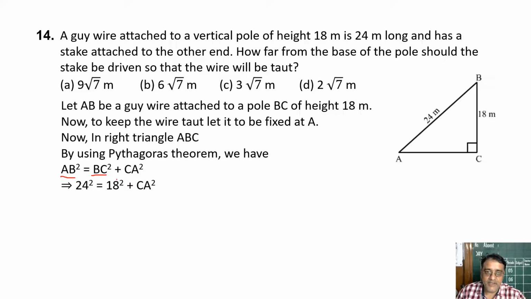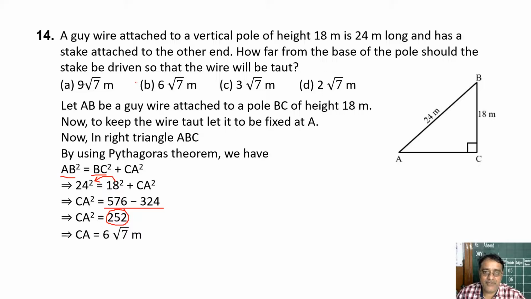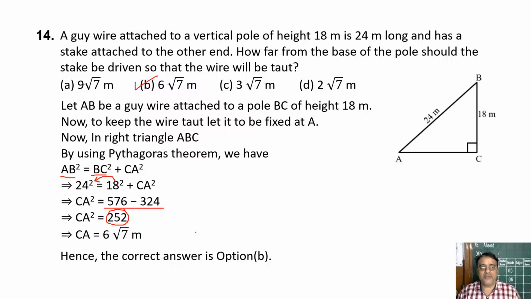So 18 square को हम लोग इधर शिफ्ट करेंगे, 24 स्क्वायर हो जाएगा 576 and 18 square is 324. And the difference is 252. So square root of 252. 36 into 7 होता है ये. 6 root 7. So correct option is Option B. Right, so this is question number 14.